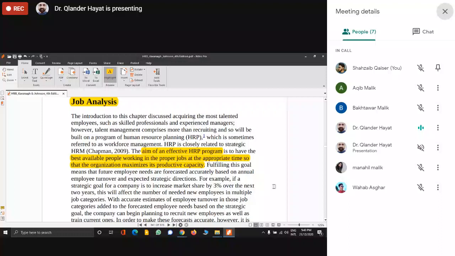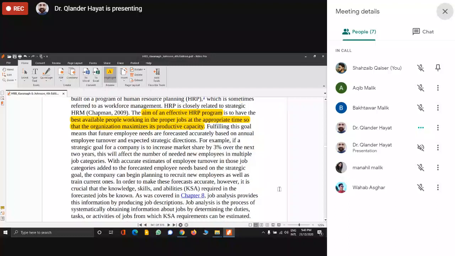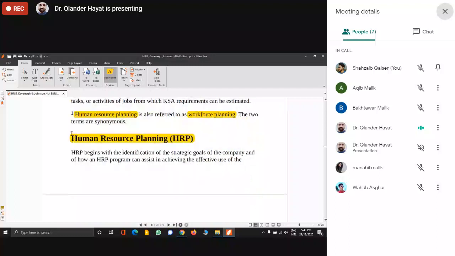For this reason you have to analyze the job, you have to develop the job descriptions, you have to know the job characteristics. So in order to do this, you have to analyze the tasks, analyze the duties of that job, so that you can appoint the best suitable employee for that position. So do job analysis.